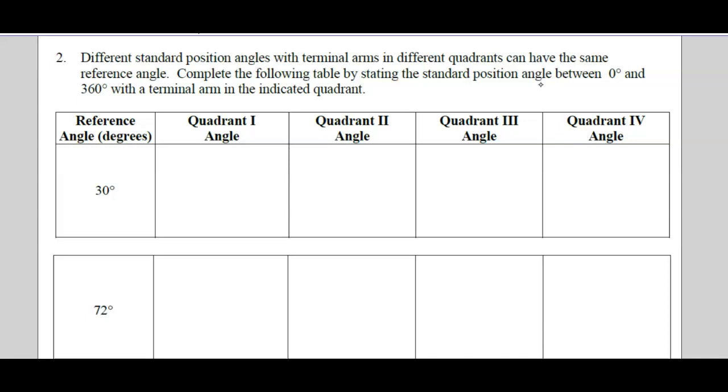Here we're given a particular reference angle and we're asked to find a standard position angle in each of the four quadrants. Complete the table stating the standard position angle, and that's it. You can do a little diagram if that helps. So here you might do, okay, there's my XY, just a sketch. 30 degrees is there.